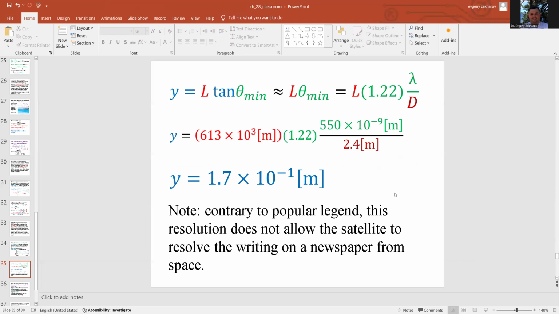For your understanding, it's still much better than a naked eye. The angular resolution for the Hubble Space Telescope was about 10,000 times better than what you have in terms of your own eyes. So it's like your eyes times 10,000. That would be the angular resolution for the Hubble Space Telescope. It's a good result, but still not good enough to read a newspaper from 600 kilometers.